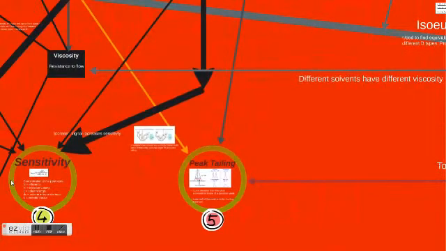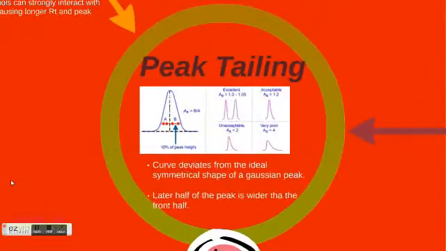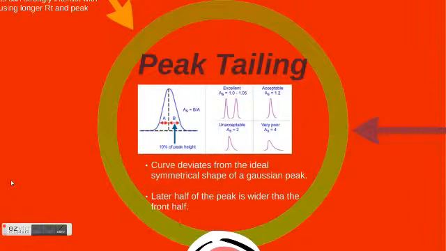We are now going to talk about peak tailing. A peak is labeled as tailing or asymmetrical when it deviates from the ideal symmetrical shape of a Gaussian peak. The later half of the peak is wider than the front half. As peak tailing increases, it creates more issues with resolution, quantitation, and reproducibility of the experiment.